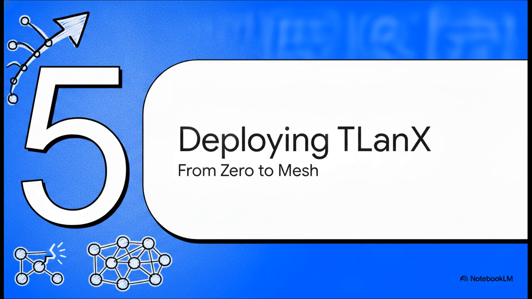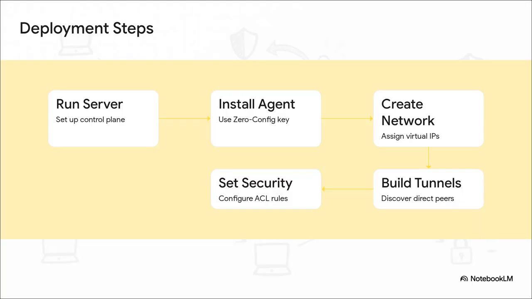Which brings us to Section 5, Deploying TLanX in action from zero to mesh. Let's move to the practical side and see how this builds out in a real-world deployment. How hard is this to actually set up? It's incredibly elegant, literally just a 5-step process. First, you run or log in to a managed TLanX server cluster, which is your control plane. Second, you install the agent on your devices and enroll them using a simple zero-config registration key.